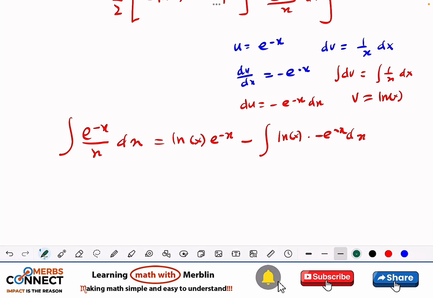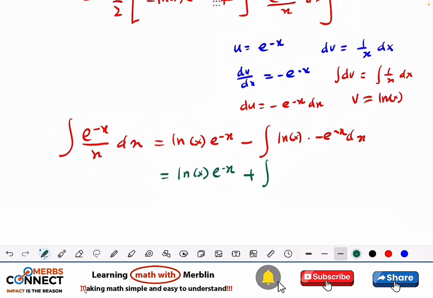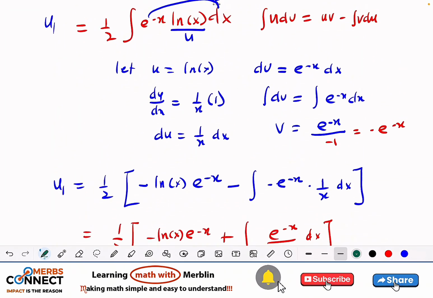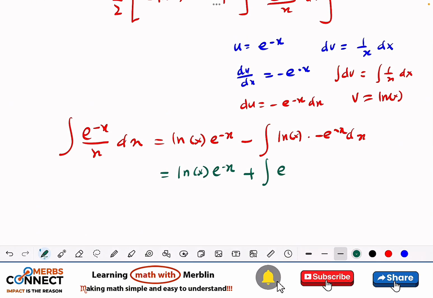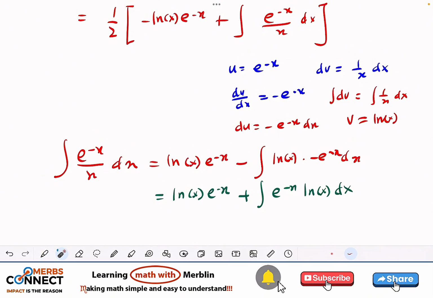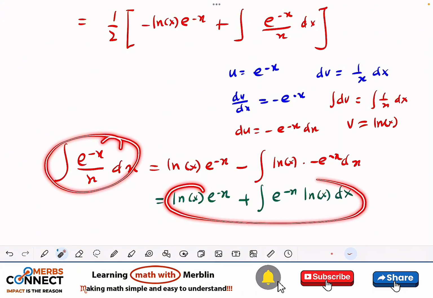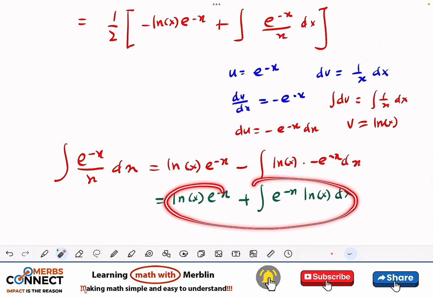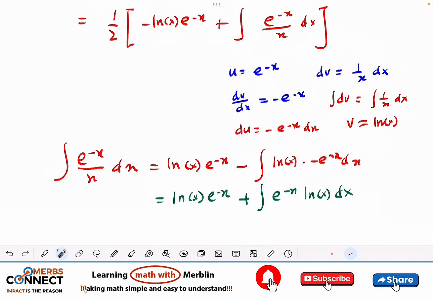So what are we going to get from this? This is going to give us something like this: ln of x e to the power minus x, minus, so this one will be plus. Now I'm going to have, let me see how the function is. So I'm going to have e to the power minus x. So I'm going to use the reduction method to do this. Now, since this is now equal to this, I'm going to plug this inside that. So let's see what we get.